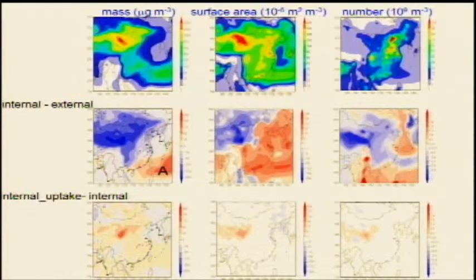And this one shows the difference between the aerosol mass, area, surface area, and number concentration, with and without the mixture. You can see a very large difference. The difference is a decrease in the mass upstream, but an increase in the downwind region for mass and surface area. Okay? And also a little bit on the number. But number is more complicated because it also involves nucleation and other processes.